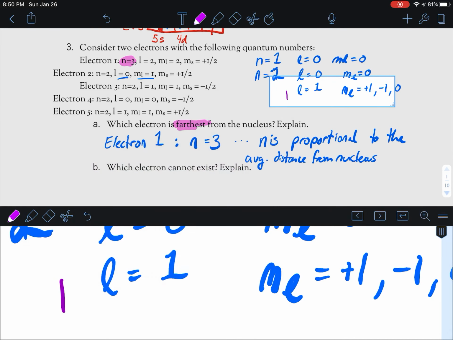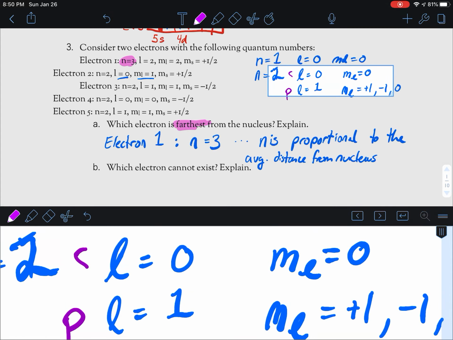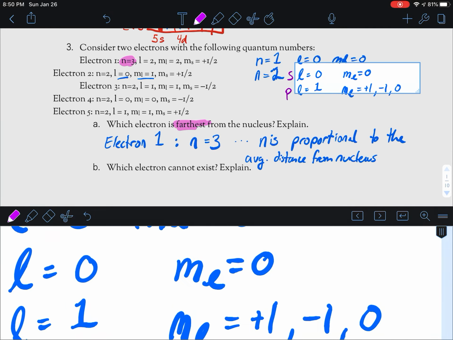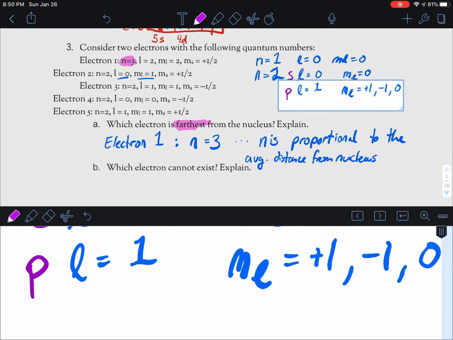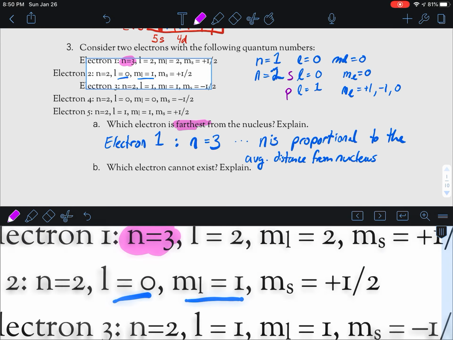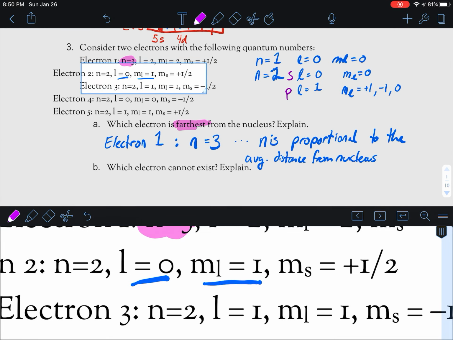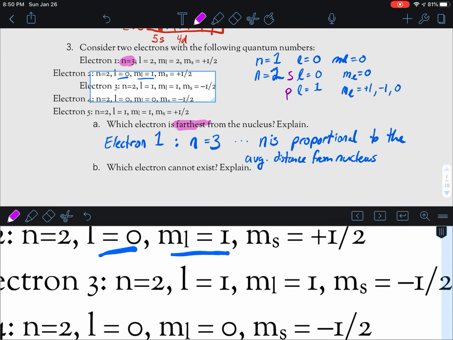Boy, it's been a long time since we had to talk about this, eh? And this is s. So l equals 0 is our s orbital. There's only one s orbital. l equals 1 is our p orbital, and then there are 3 of those, from plus 1 to minus 1. Okay, so I think we found it. l equals 0 cannot have that ml value.